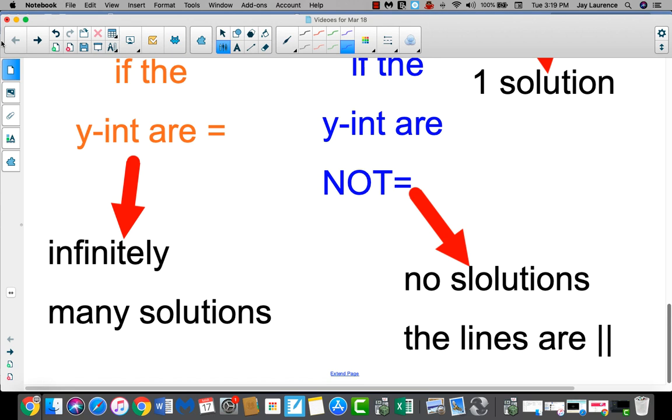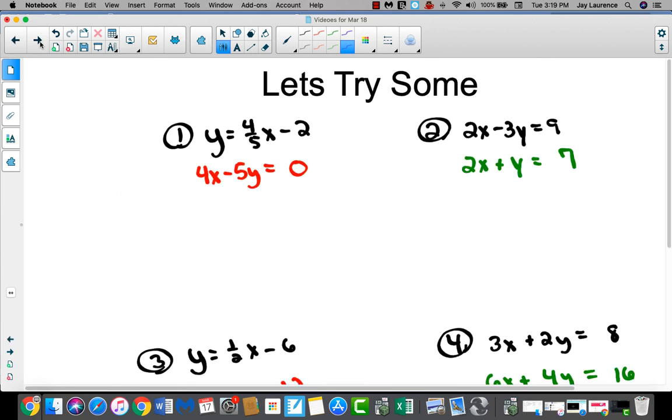So let's take a look at a couple of these. All right, here we go. So here I have two equations, and I first have to, according to that little flowchart, make sure that the y is alone in each equation. Well, in the black equation of number one, y is alone. So I've got my slope is 4/5, right? On my red one, I have to get the y alone.